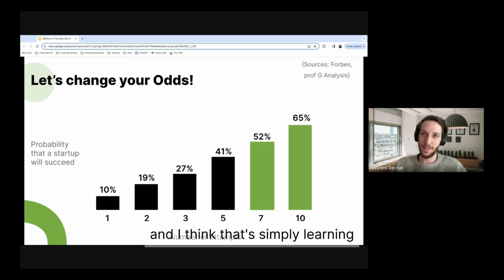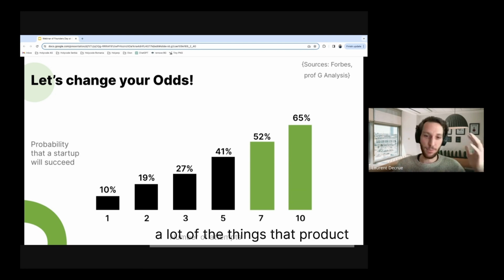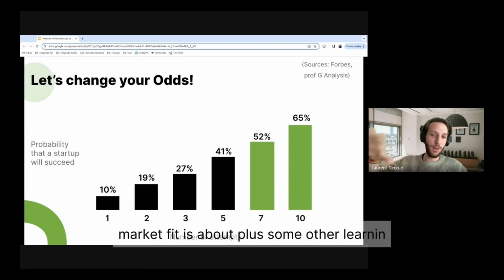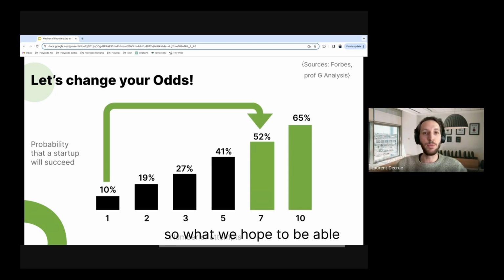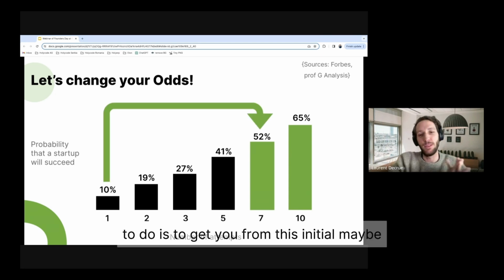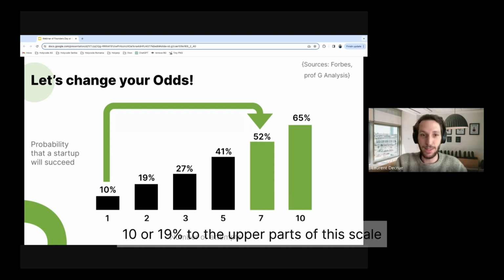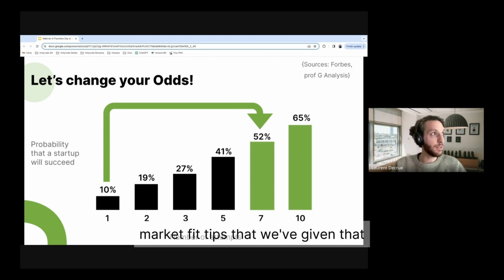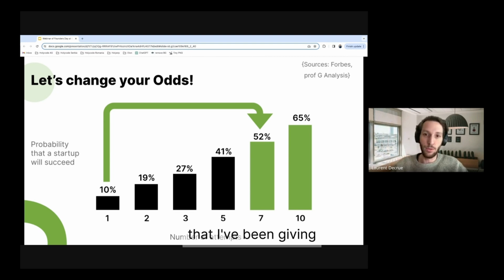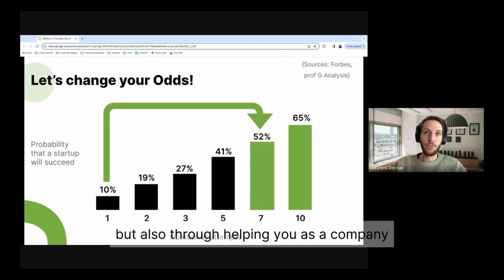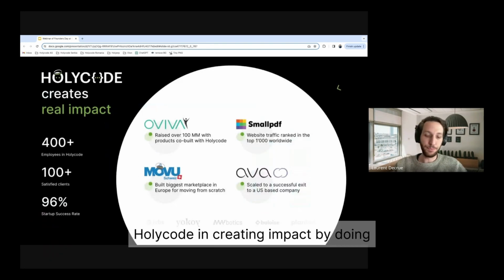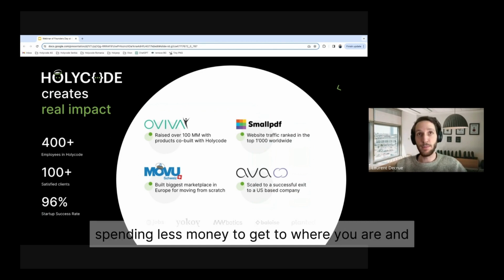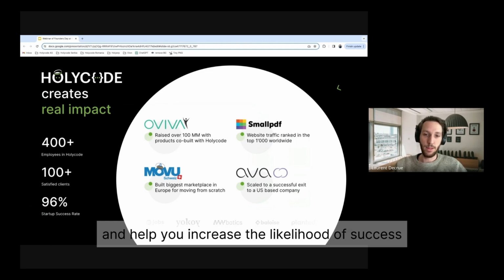And I think that's simply learning a lot of the things that product market fit is about, plus some other learnings. So what we hope to be able to do is to get you from this initial maybe 10 or 19% to the upper parts of this scale through these product market fit tips that I've been giving you now, but also through helping you as a company, Holycode, in creating impact by making fewer technological mistakes, spending less money to get to where you are, and helping you increase the likelihood of success.